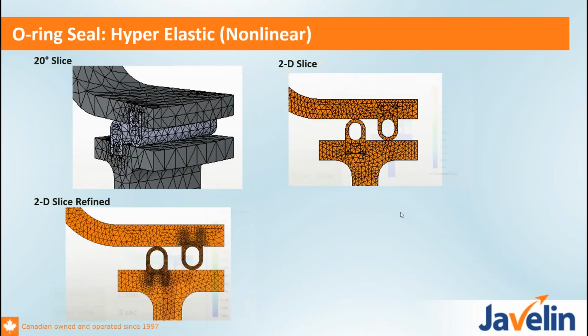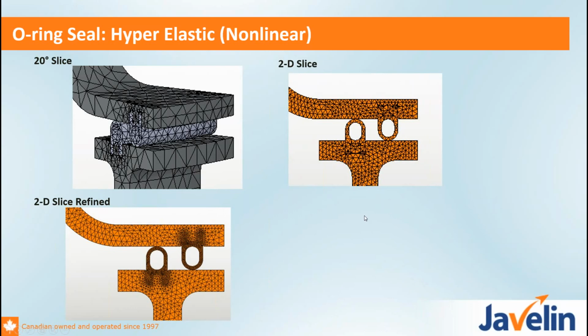What happens if we move to a nonlinear study? So in this case, we'll look at something where we're modeling the exact same thing, but we're using a hyperelastic material model, which is a nonlinear model for the O-rings themselves. Now, with something like this, we wouldn't even consider a full 3D model, it would just take far too long to solve. So we look at a 20-degree symmetric slice, a 2D slice with the same mesh settings as the 3D, and then a very, very refined model. All the no penetration contact around those O-rings has a lot of mesh refinement there, so we'll get accurate contact stresses and contact forces in that region.